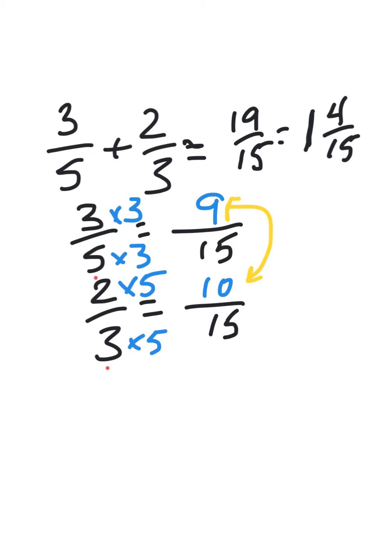Pretty simple. Pretty much the same thing as when you compare the fractions. This time we're just getting common bottom numbers, and then just adding the tops.